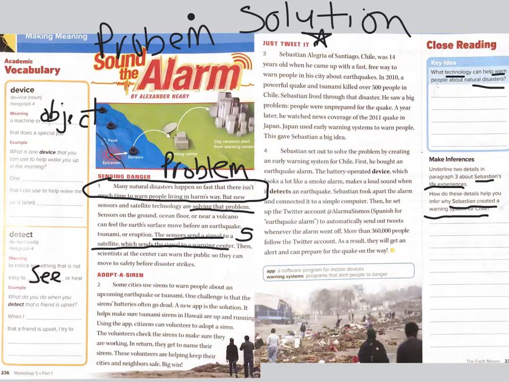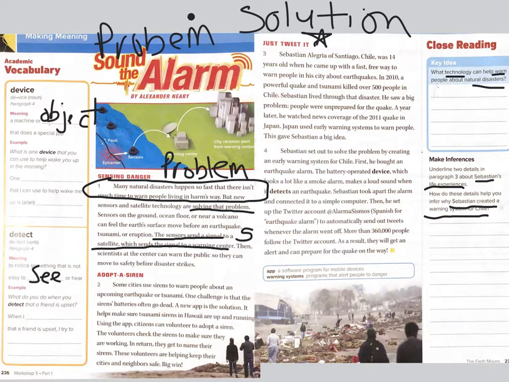Okay? Now, as I keep reading, I'm going to look at paragraph 2. Adopt a siren. Some cities use sirens to warn people about an upcoming earthquake or tsunami. One challenge is that the siren's batteries often go dead. A new app is the solution. It helps make sure tsunami sirens in Hawaii are up and running. Using the app, citizens can volunteer to adopt a siren. The volunteers check the sirens to make sure they are working. In return, they get to name the sirens. The volunteers are helping keep their cities and neighbors safe.